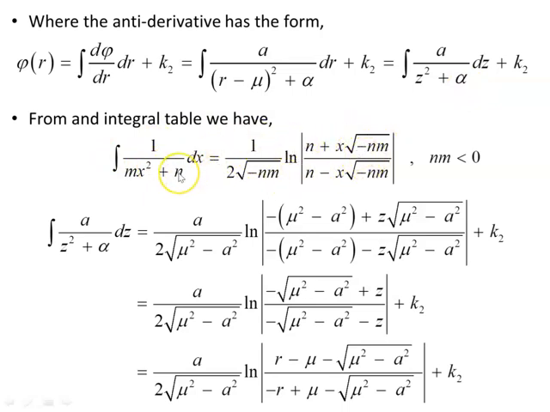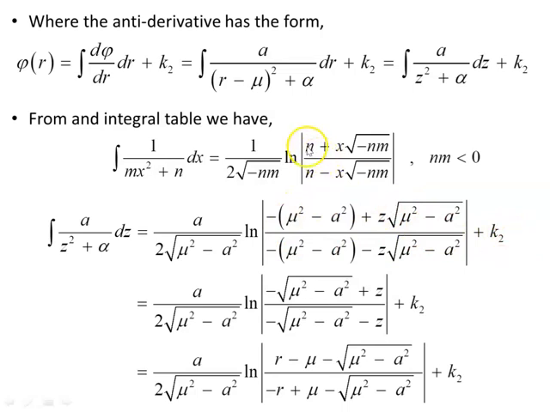Remember, n here is the alpha, m is 1 in this case. Remember, alpha is a negative object, and so we have to put a minus in front or take the square root. So the integral of a on z squared plus alpha is, applying the integral here, 1 over 2 times, remember, minus nm is just minus alpha. Minus alpha is this object here. We have the a here, so that goes there. So we have a on 2 square root mu squared minus a squared, natural log, the absolute value of all this, plus k2.